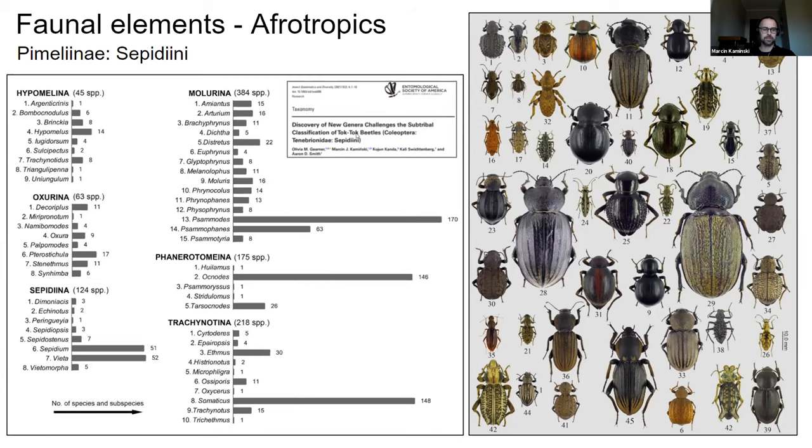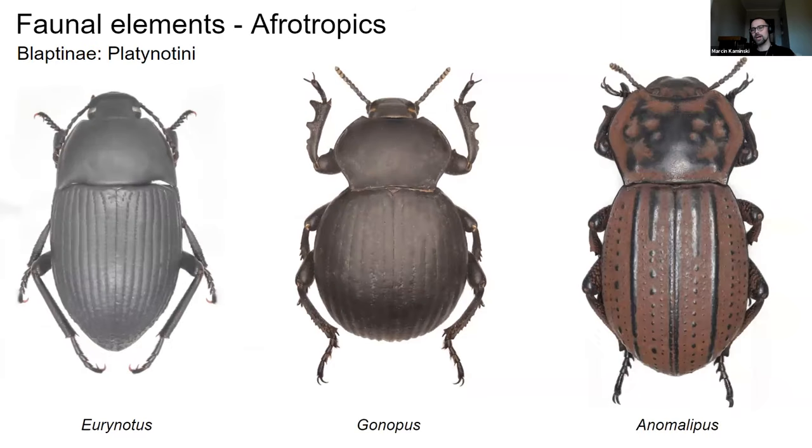It's really, really interesting. A few slides ago, I showed you that Platynotina species can be found in different parts of the whole world. So we have some taxa that are present in the US, in South America, and also in the Oriental region, but there are some really characteristic genera that can be found only in Southern Africa, and those are Erinotus, Gonopus, and Anomalipus. Those are really large genera, and they are often being collected by many people working on even different groups.